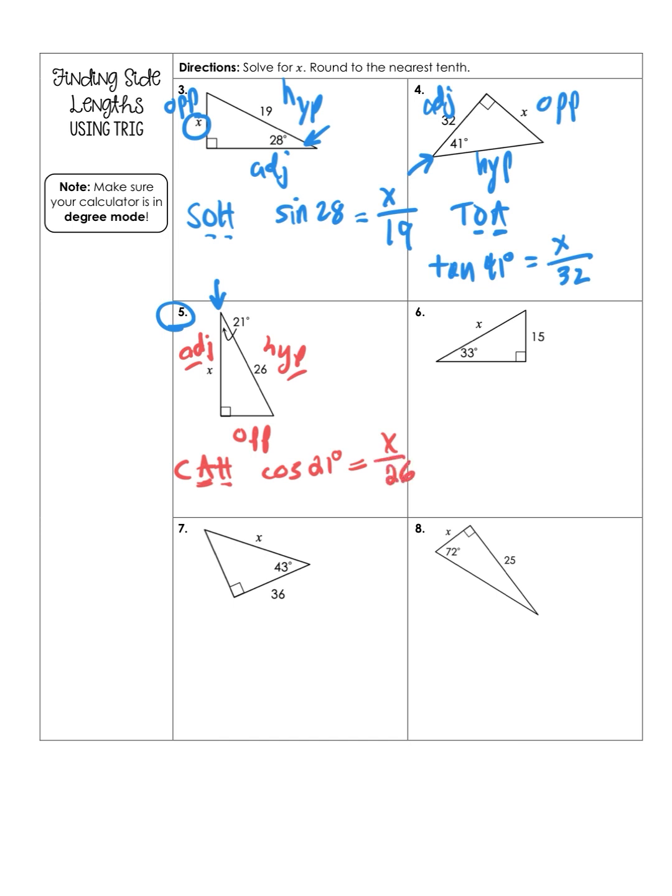All right, and then finally number 6. Let's take a look at that one. Number 6, this is the angle labeled, and this is the hypotenuse. That's the longest side, the one opposite from the 90-degree angle. And then this is the opposite side. So what I need is a ratio that's going to include the opposite and the hypotenuse, which again is SOH, right? We can use sine. So sine of 33 is the opposite side, 15, over the hypotenuse, x.